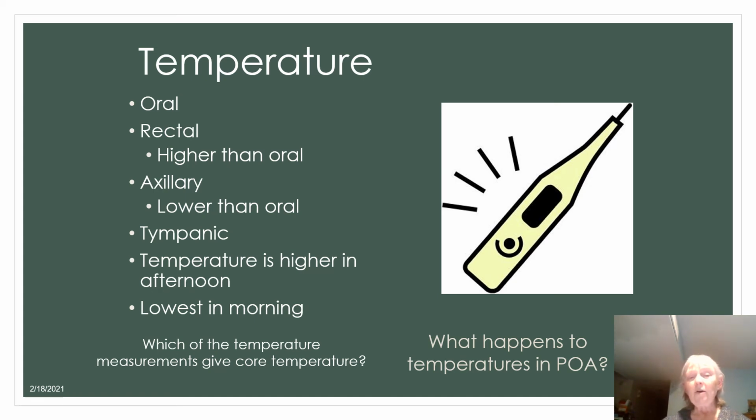Rectal is a little bit higher, axillary is lower. Tympanic is what we're doing a lot of. We have some of those new thermometers that you don't even have to touch the person, that just scans them and reads it. Temperature is higher in the afternoon, lowest in the morning, okay? Simply because that's the way the body is. If you're a shift worker, guess what? Your temperature is higher in the afternoon and evening, lower when you get up. So this is somebody who's pretty normal at that particular point.